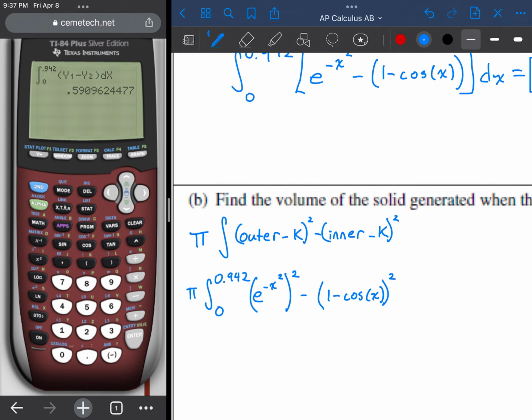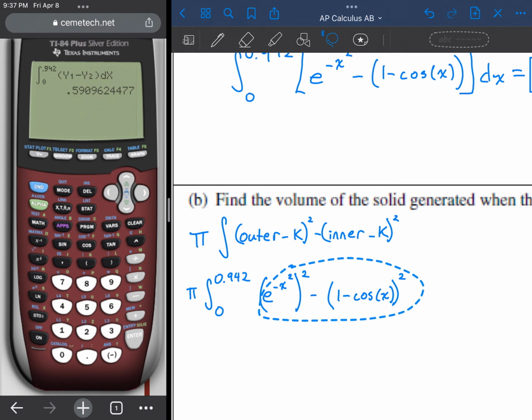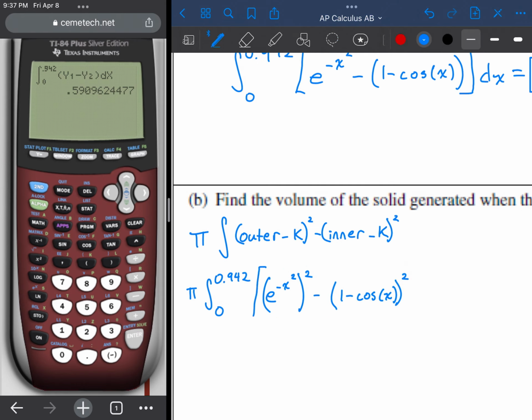And that whole thing needs to be with a dx, so I do need to grab everything, move it over a little bit, so I have some parentheses here. The whole thing dx. And let's do that on the calculator. So I'm going to come over here and do another, I'm going to do my pi first, so second pi. And then I'm going to do math 9, same bounds, 0 to 0.942. Vars right, enter 1. Okay, square that. And then I'm going to subtract vars right, enter 2 squared. And all that's going to be with respect to x.